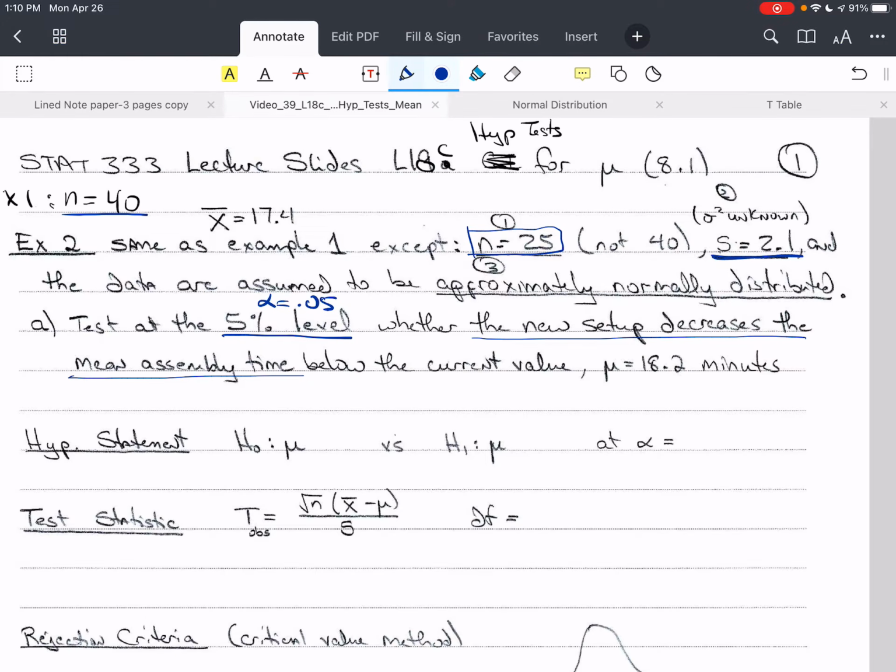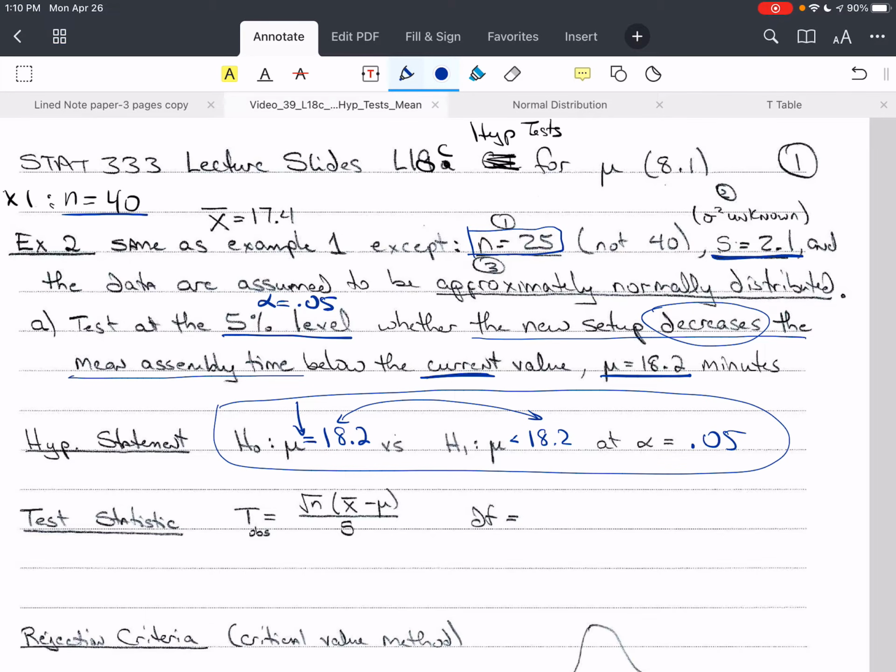Hypothesis statement. The null hypothesis always has an equals sign, and we want to know the current state or the previous state, and that is mu is equal to 18.2. And it says that we want to know if the new setup decreases, that's less than. So we'd have mu less than 18.2. So these values are always the same. This is always an equal sign. This is never an equal sign. It's always less than, greater than, or not equal to for the alternative. And then alpha is equal to 0.05.